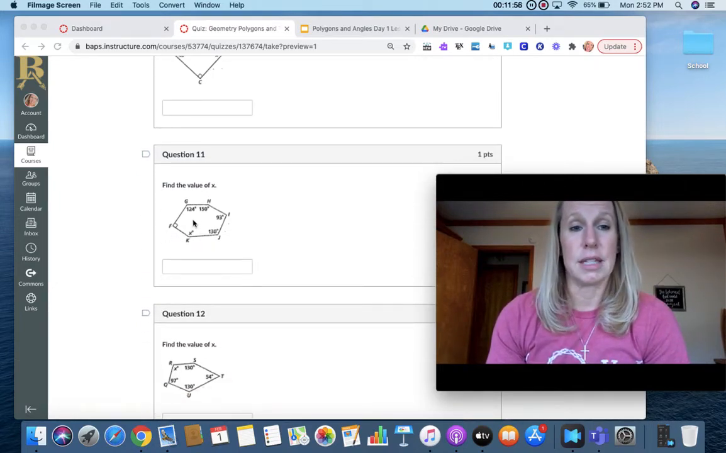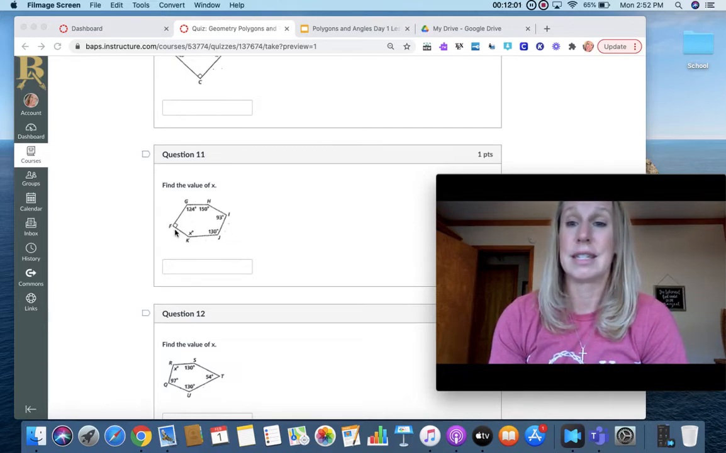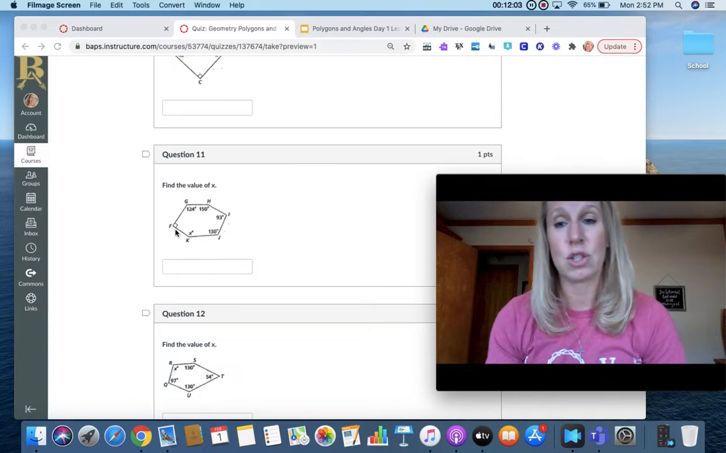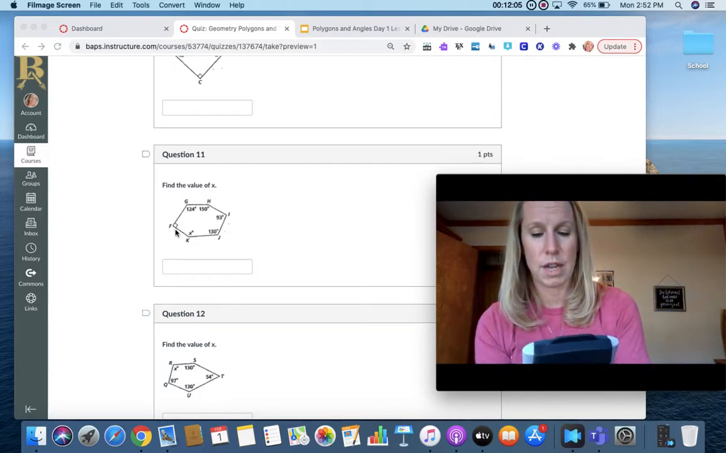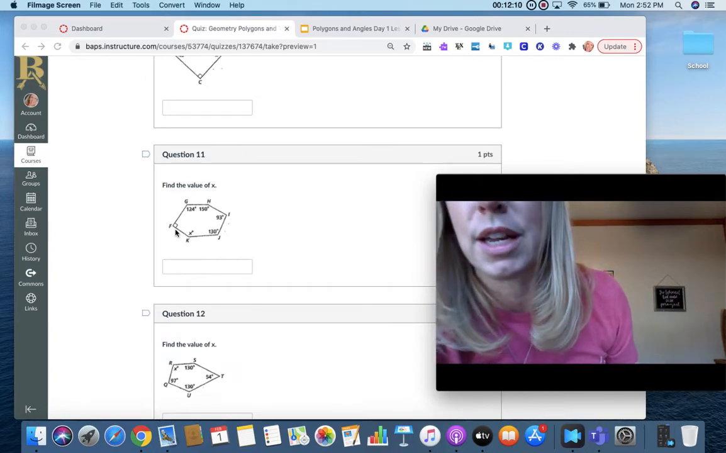Now, on problems like this, how many sides does this have? This has 1, 2, 3, 4, 5, 6 sides. So 6 minus 2 is 4. 4 times 180 is 720. So start with 720 in your calculator.